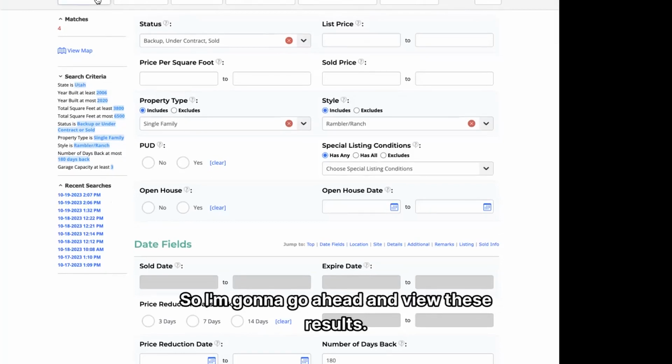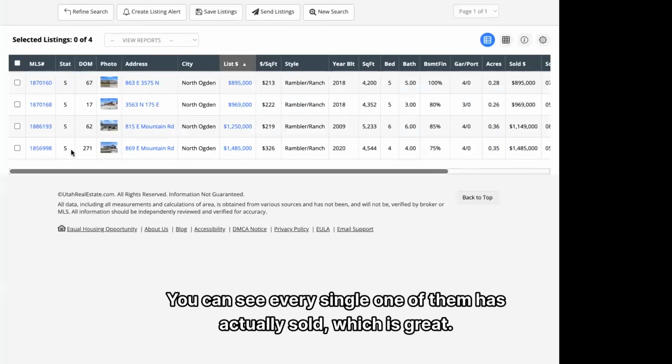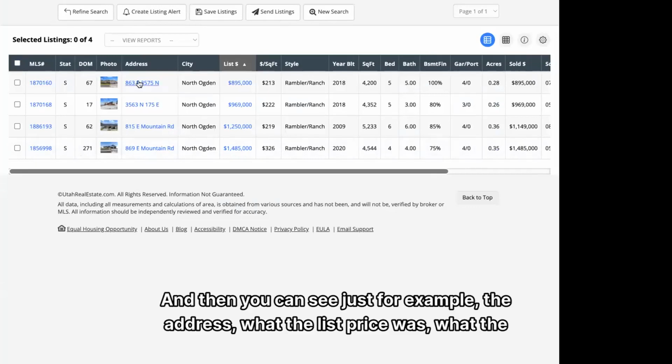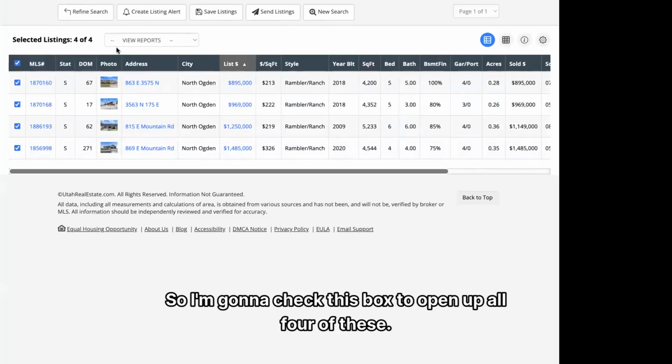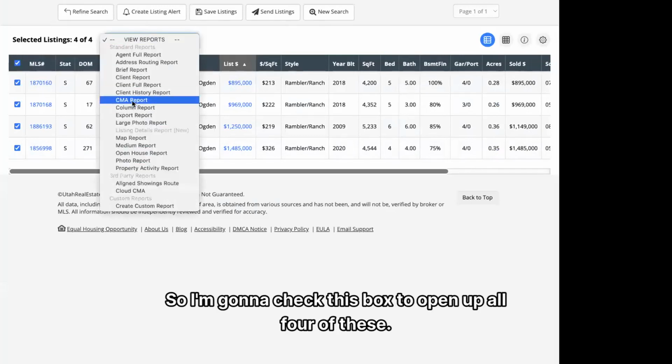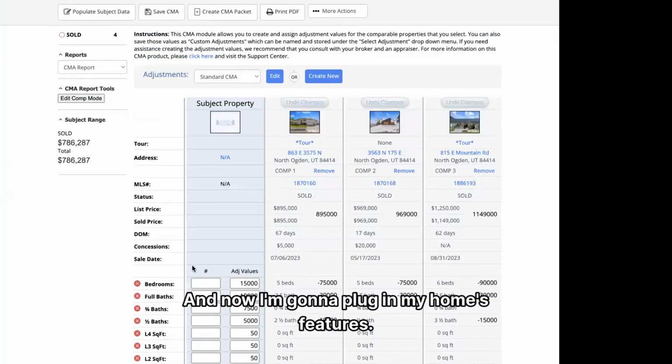So I'm going to go ahead and view these results. You can see every single one of them has actually sold, which is great. And then you can see, just for example, the address, what the list price was, what the sold price was, and the different features, but we're going to get into that a little bit more. So I'm going to check this box to open up all 4 of these. I'm going to hit my CMA report. And now I'm going to plug in my home's features.